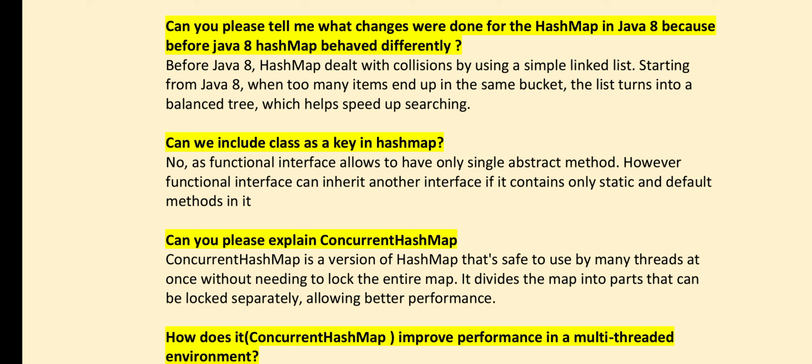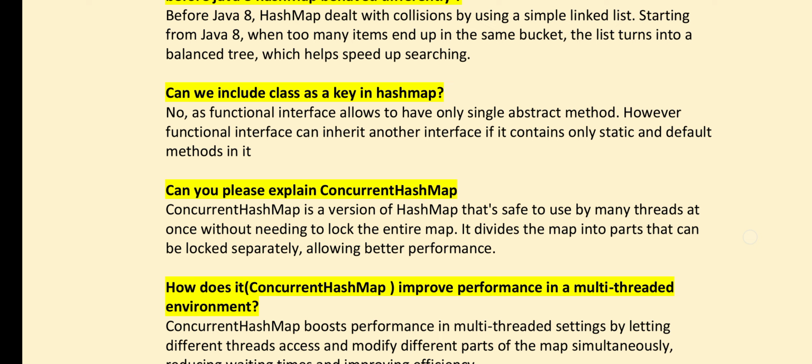Can you please explain ConcurrentHashMap? ConcurrentHashMap is a version of HashMap that's safe to use by many threads at once without needing to lock the entire map. It divides the map into parts that can be locked separately, allowing better performance.